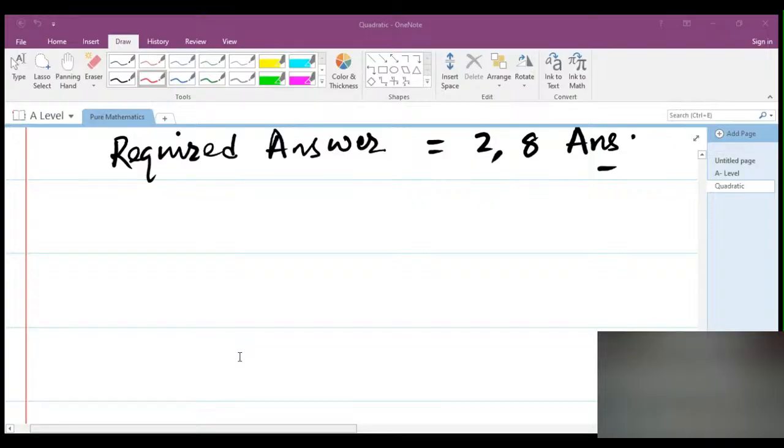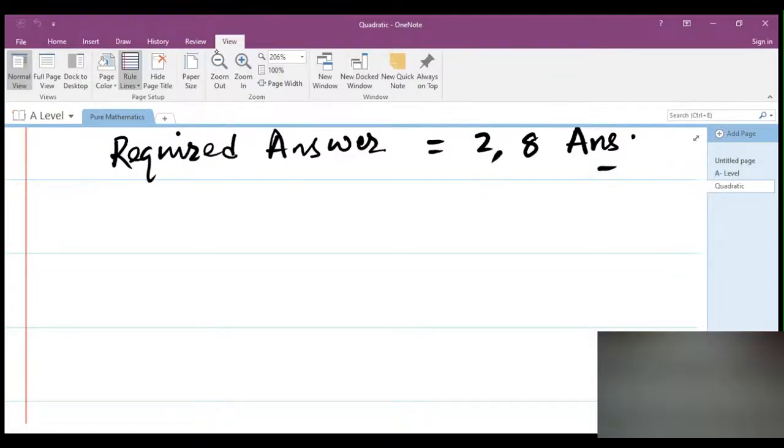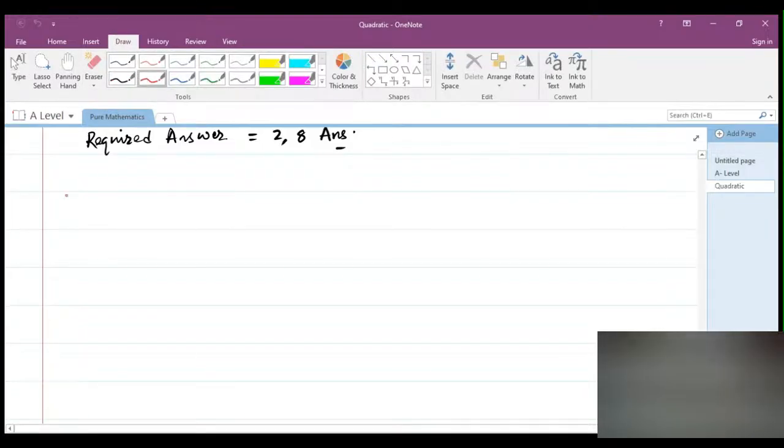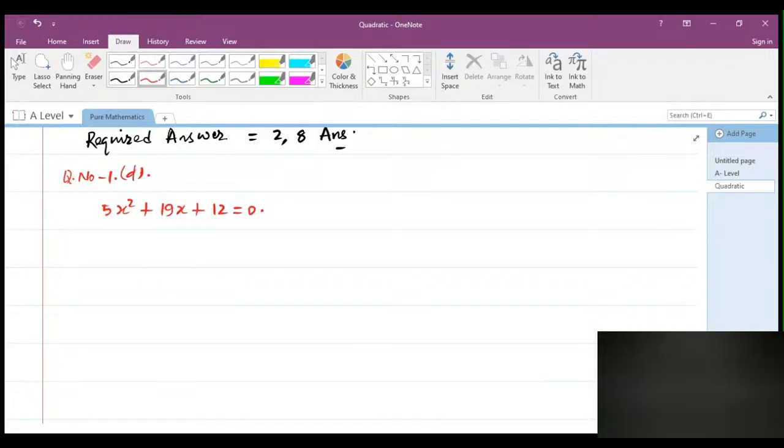5x squared plus 19x plus 12. Question number 1 to D. So hope that there is no problem understanding the question. Let's see the solution of this question.